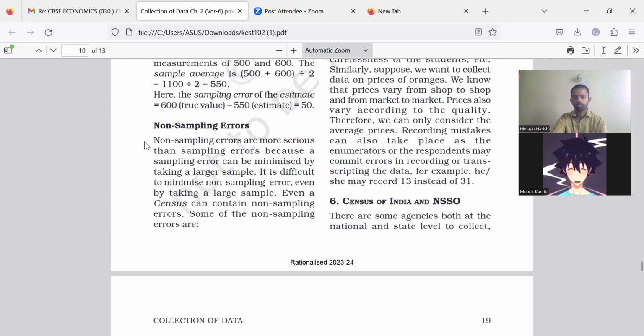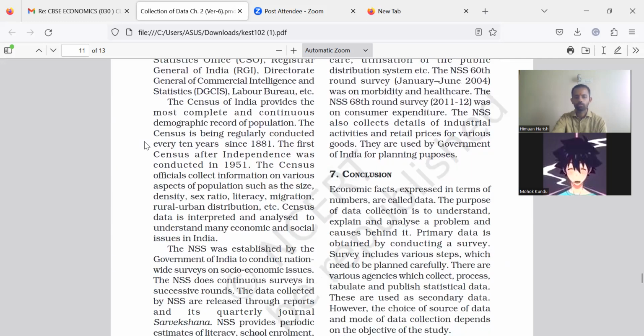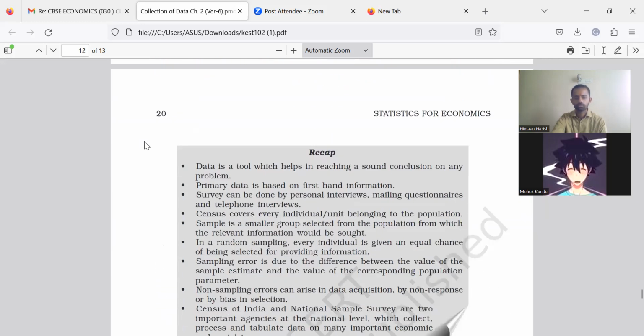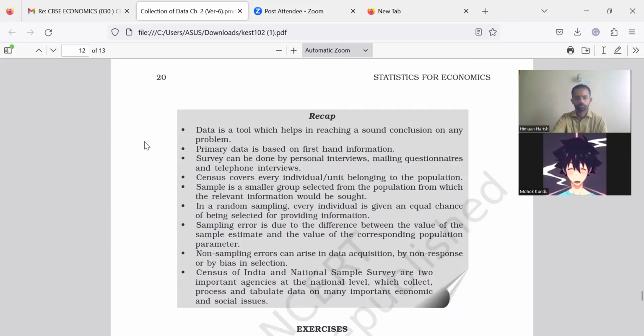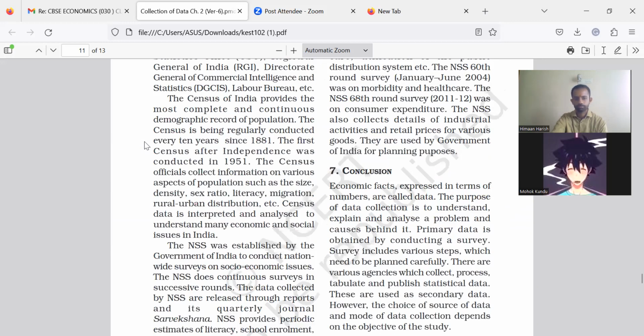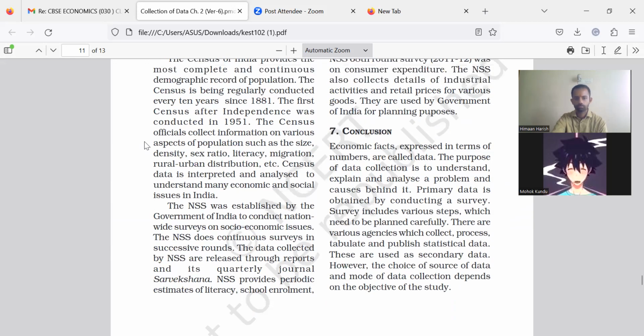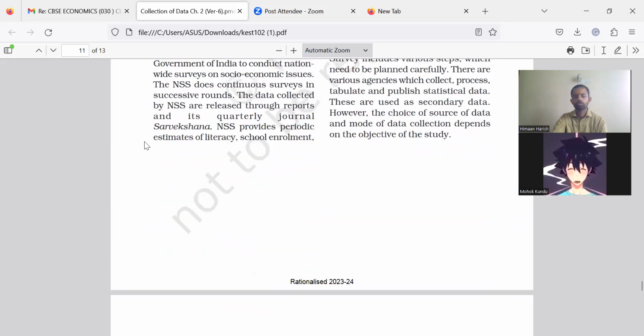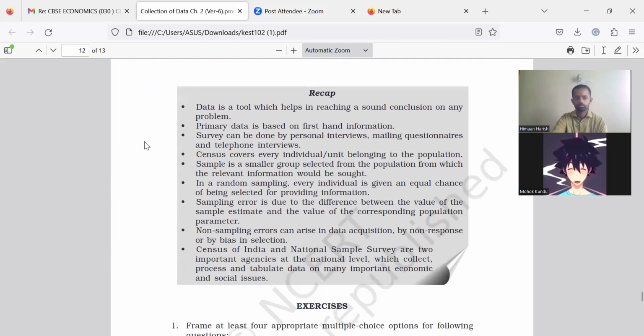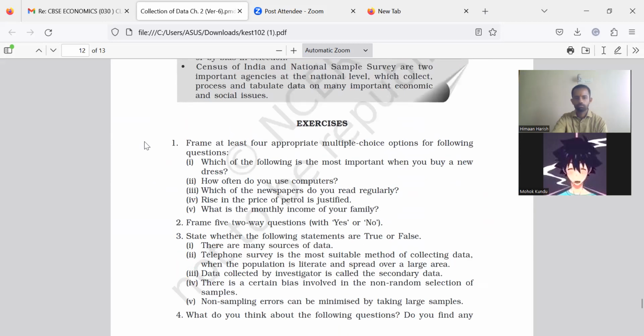Census of India and NSSO have also been covered in the previous session. So should we solve the exercises? In the first question of the exercises, frame at least four appropriate multiple choice options for the following questions.